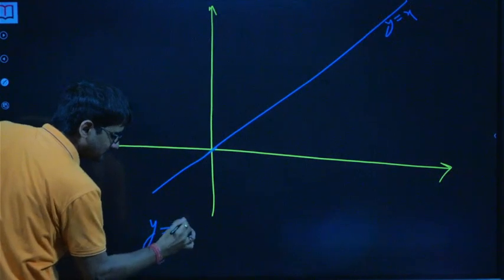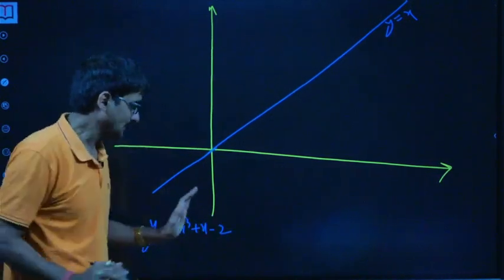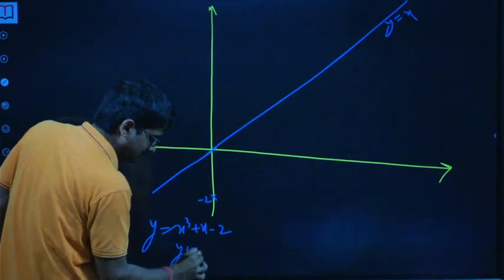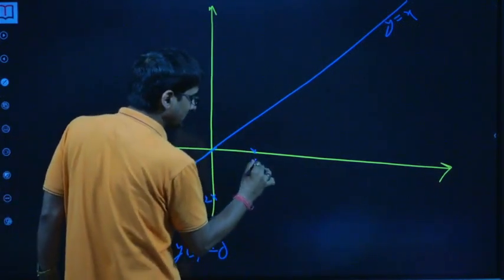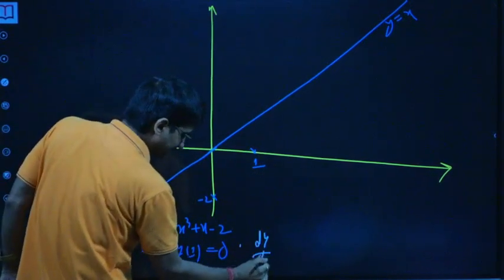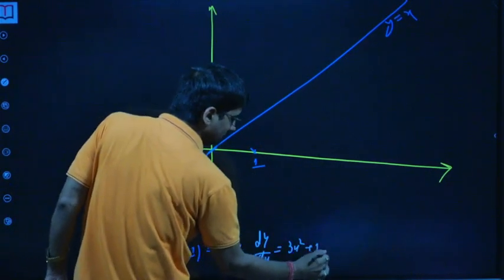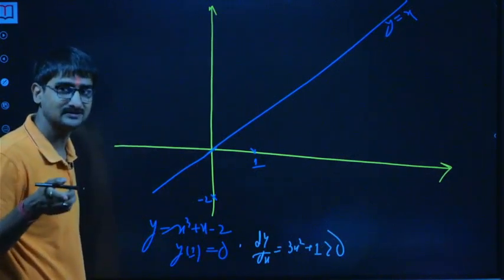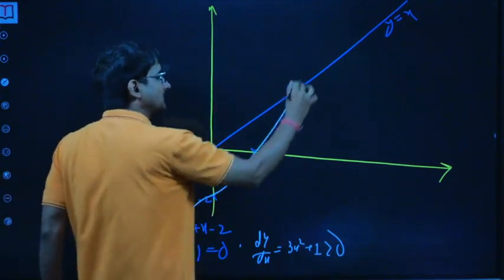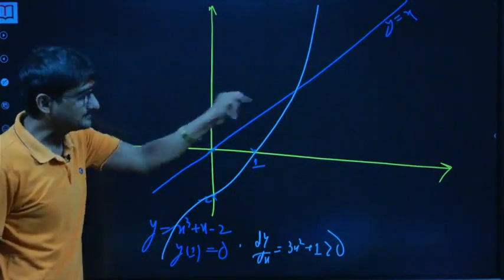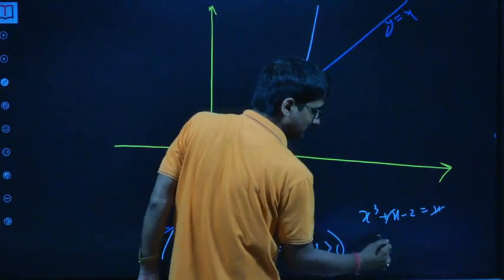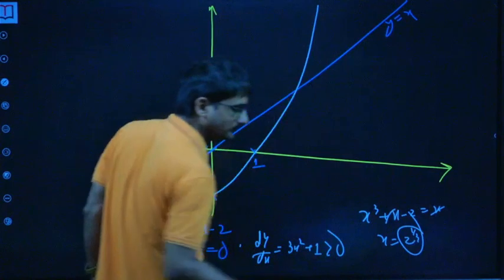y is equal to x cube plus x minus 2. At x equal to 0, it's minus 2. y of 1 is 0, so one root is 1. If I go for its derivative, dy by dx is 3x square plus 1, a strictly increasing function. The second order derivative is 0 at 0, so it will go like this. Where does it meet the line y equal to x? For that I solved x cube plus x minus 2 is equal to x, so x is equal to 2 raised to power 1 by 3, the cube root of 2, so that's the point.